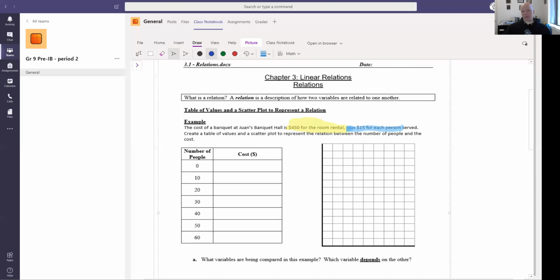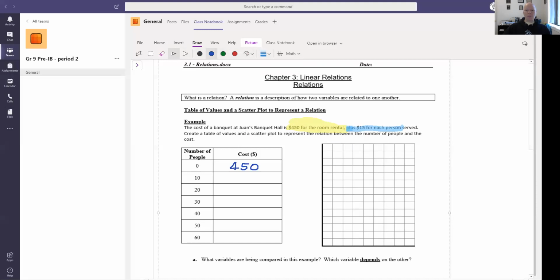So basically, that rental fee has to get paid up front, and that's before anybody shows up. So number of people is 0. The cost is going to be $450. As I try to write here, I might actually change that to a smaller size, just so I can write a little bit better.